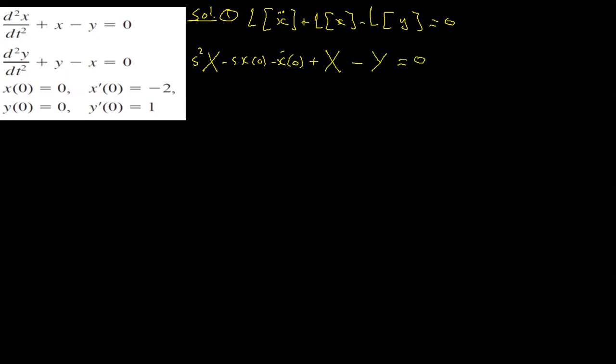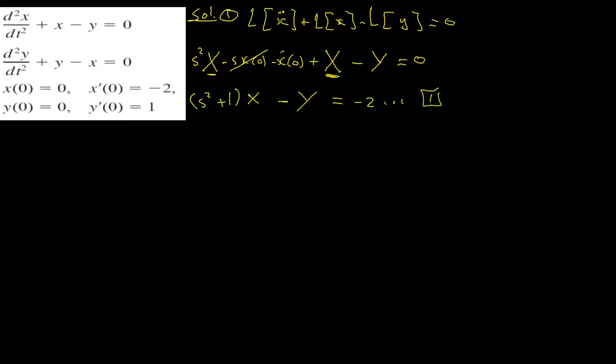Now, x small of 0 is 0, cancel out. The derivative here is negative 2. The initial condition is negative 2 and negative, move it here, so it will be plus. It will be minus, I'm sorry. And I'm going to take X common factor from here. So X common factor, I have s squared plus 1, minus Y. As I told you, I'm going to move this, it is negative and negative plus. Move it here, so negative 2. This is my first equation. It is an algebraic equation.